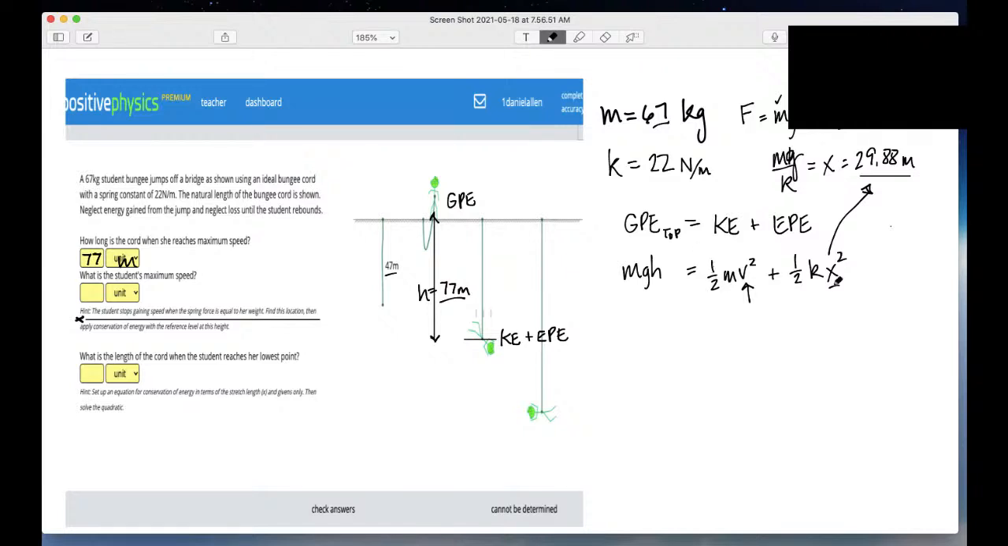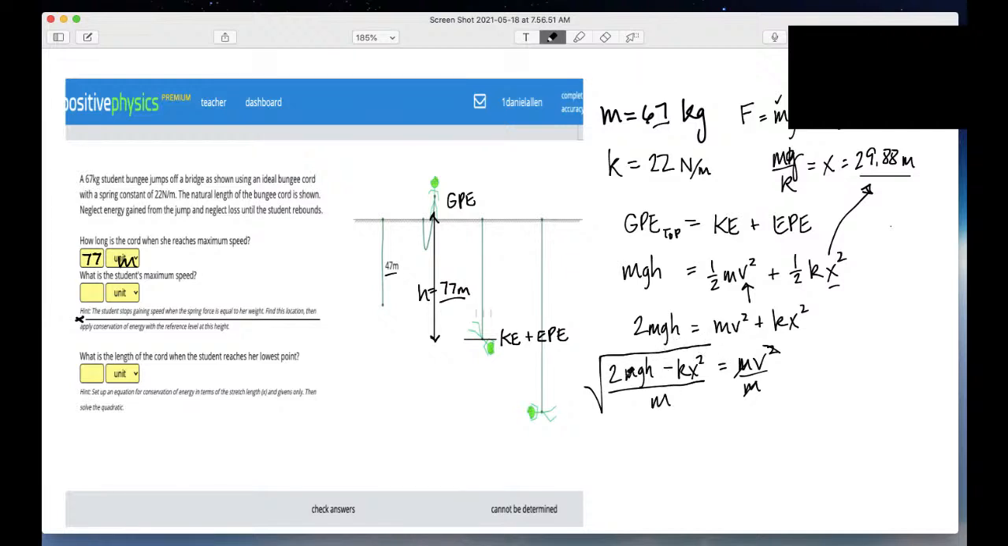So if we multiply both sides by 2, we can get rid of the half. So 2mgh is equal to mv squared plus kx squared. So if we subtract kx squared, 2mgh minus kx squared equals mv squared. Then we divide both sides by m, so this whole thing divided by m, and that's going to give us v squared. To get rid of that, we take the square root of this whole thing here.